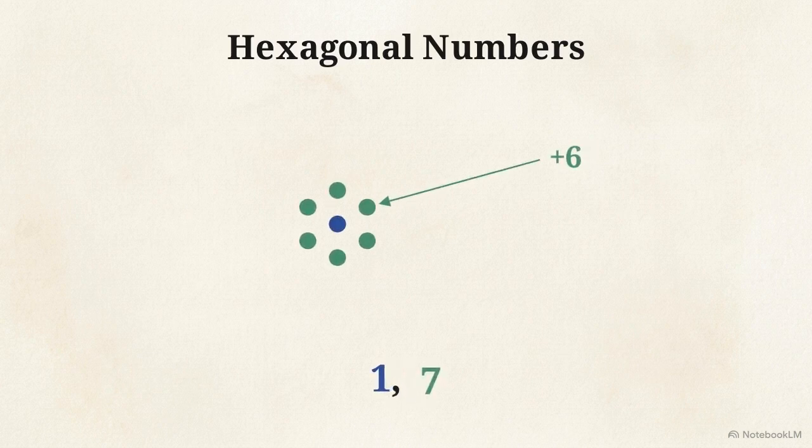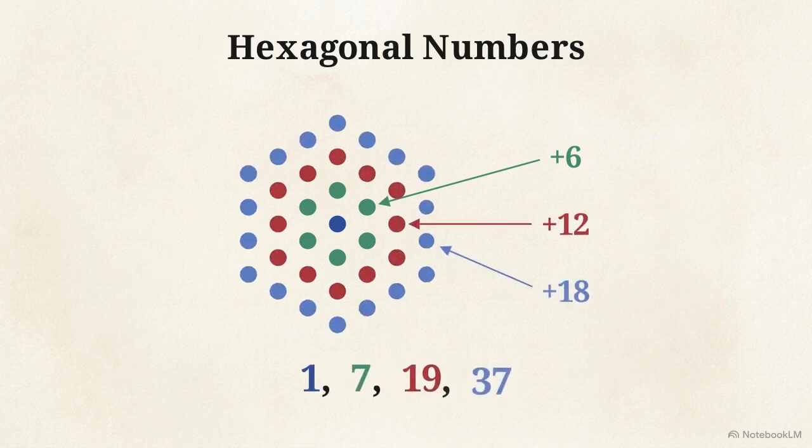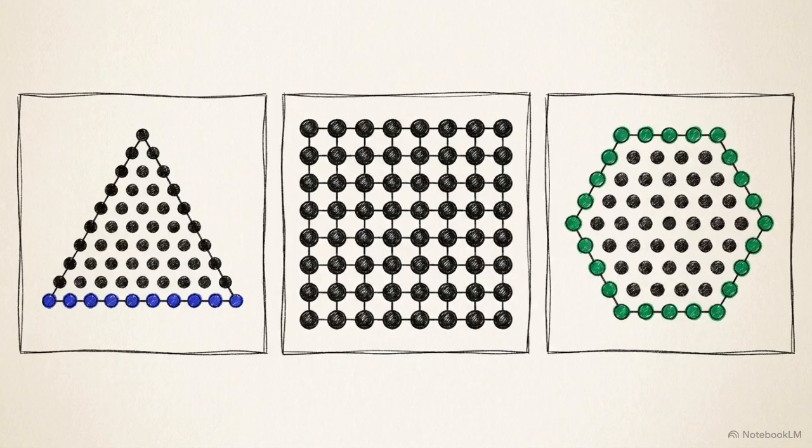We start with one dot and add rings of dots in multiples of 6. The jumps of 6, 12, and 18 show a pattern growing within the sequence itself. Recognizing these foundational rules allows us to categorize and use sequences efficiently.